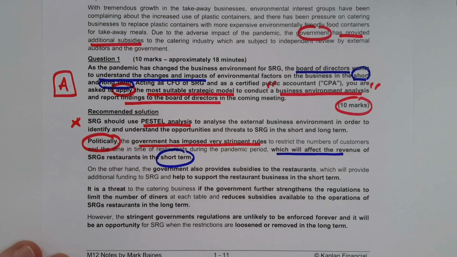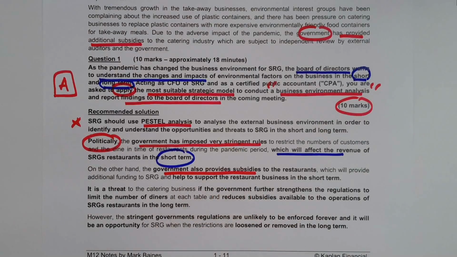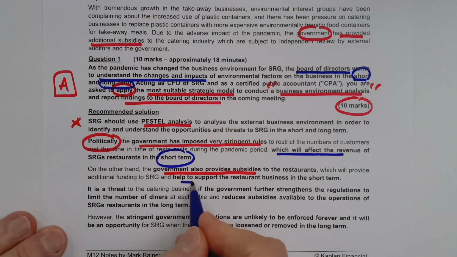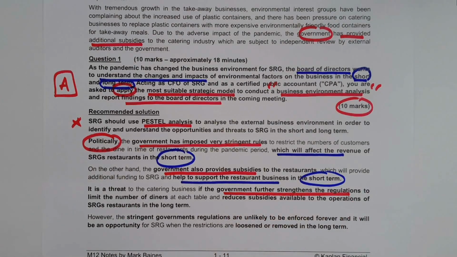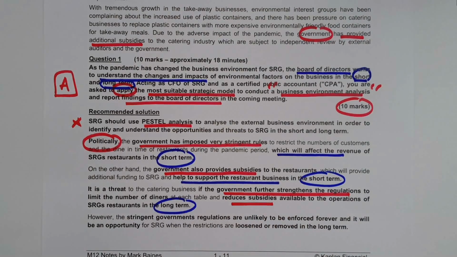On the other hand, the government's provided subsidies for the restaurants. What's good about the subsidies is this will help support the business in the short term. However, we've got to be careful. There could be threats in the future. If the government was to strengthen the regulations or if the government was to reduce subsidies available, this could threaten the restaurant in the long term.